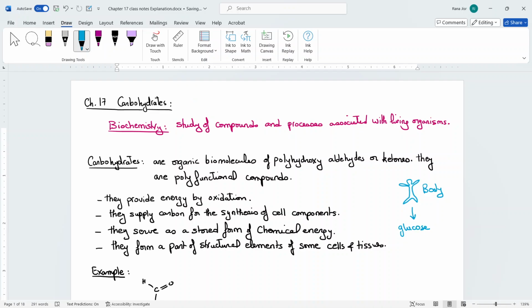Glucose, we call it blood sugar. This is the main source of energy for your body's cells, tissues, and organs.